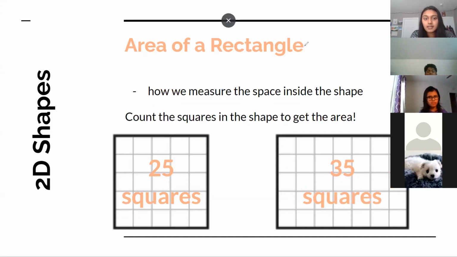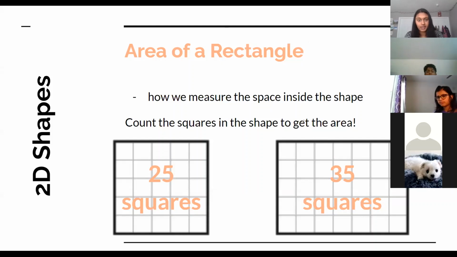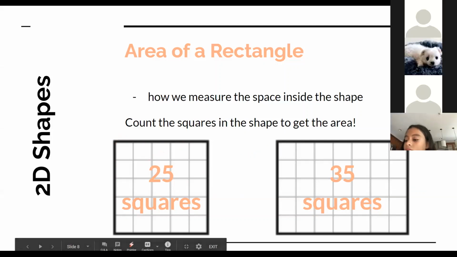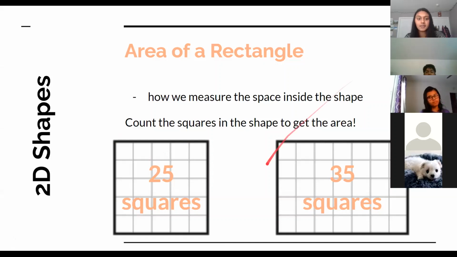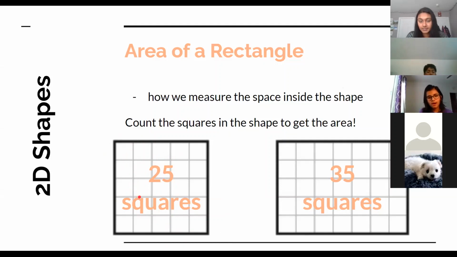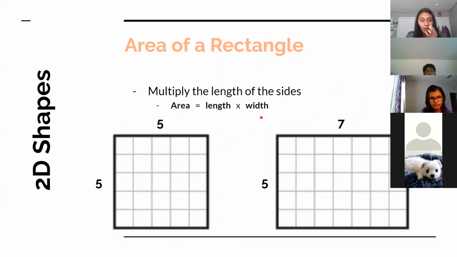So does everybody get the difference between area and perimeter? Perimeter is the space around a shape, right? That's not inside. Area is what you're counting, the inside rather than the outside. Yeah, that's right. So perimeter is what you do outside, area is what you do inside. So now we did the perimeter with the formula, right? So now let's do the area with the formula.